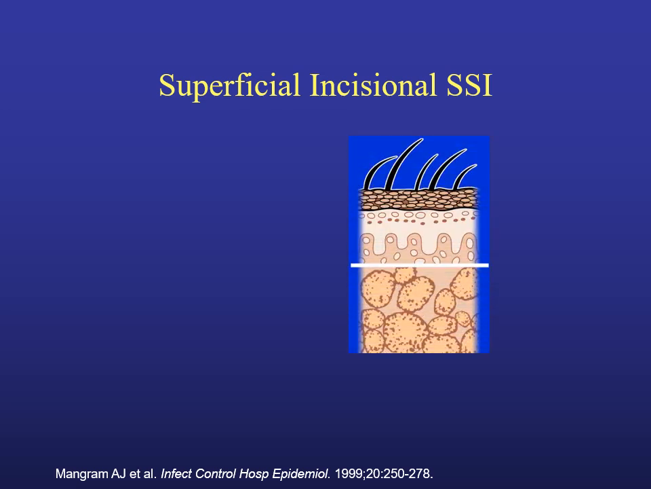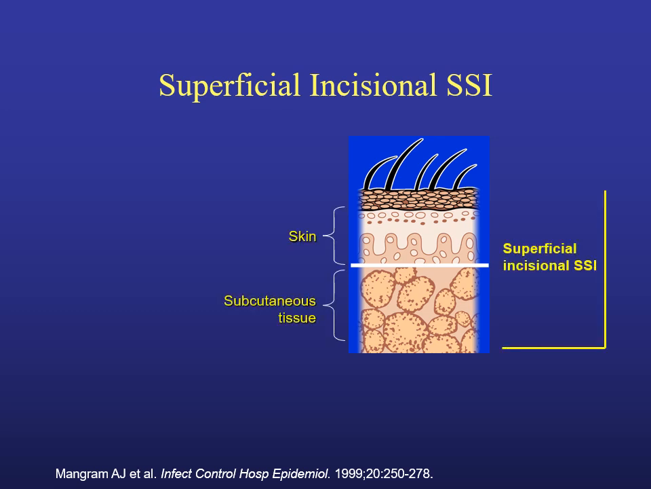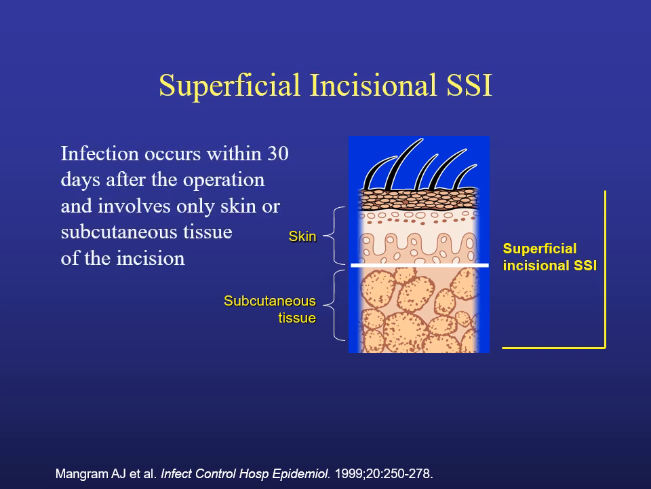Classifying the surgical site infection, we can classify it according to the anatomy, into superficial incisional surgical site infections. You would remember from the anatomy there is the skin, subcutaneous tissue, and هذه بنسميها superficial layer, where superficial incisional surgical site infections occur. These occur within 30 days after the operation, as we said.